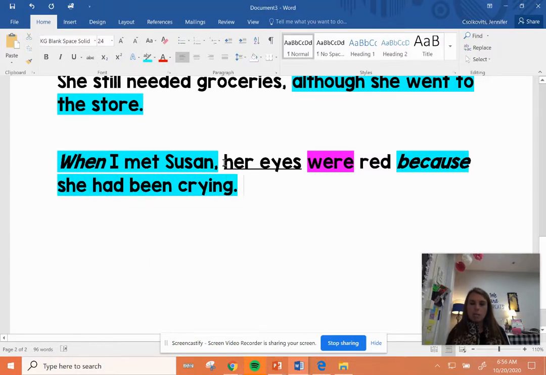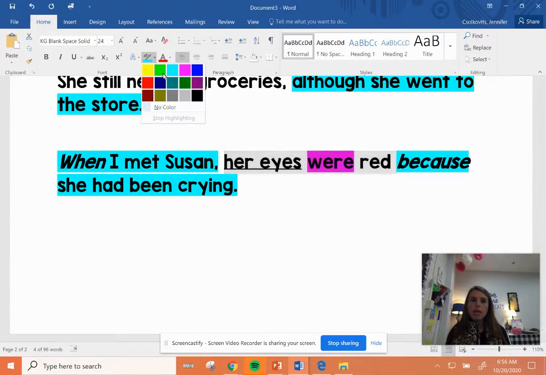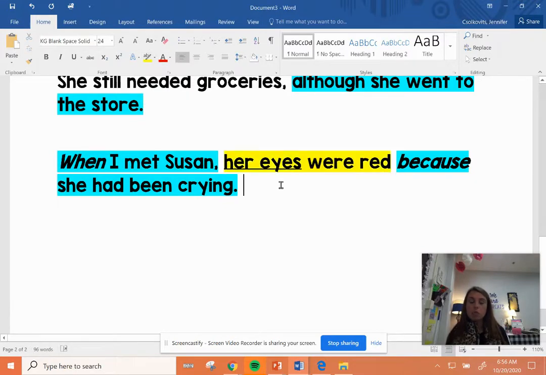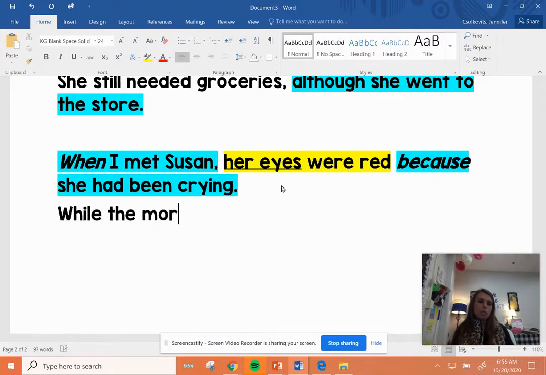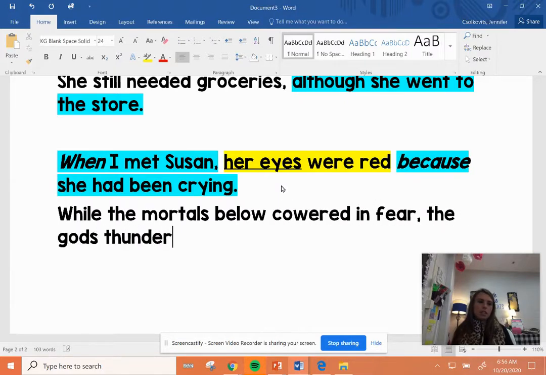So it is possible that you will have multiple dependent clauses with one independent clause. It's possible you might have 2 independent clauses with a dependent. And that's what makes our different sentence types that we will get into later. But what I need for you to remember is that a subordinating conjunction starts my dependent clause. Like, while the mortals below cowered in fear, the gods thundered in the heavens.